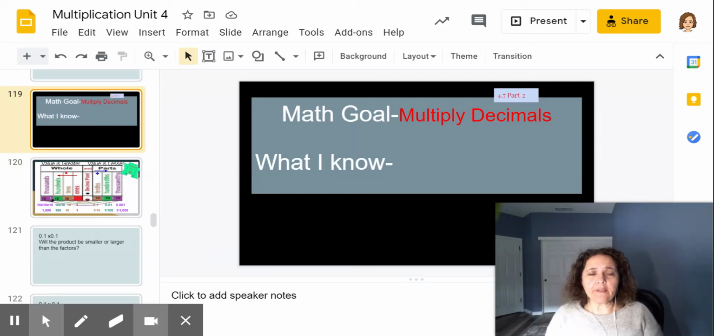All right, so we're on lesson 4.7, part 2. Now we're going to be multiplying decimals. So we're going to be multiplying decimal by decimal. So think about what you already know about multiplying and what you already know about multiplying decimals and write it down and come back to me.